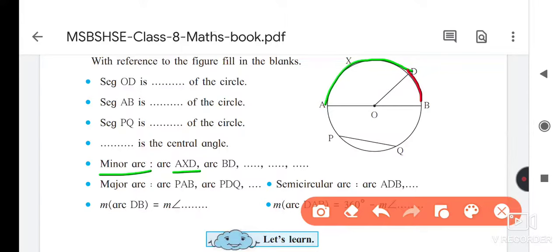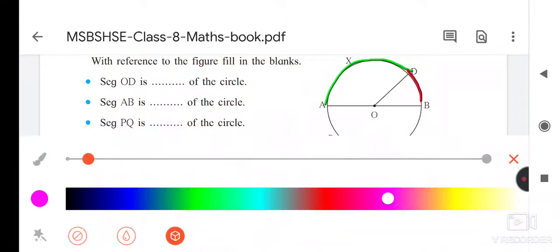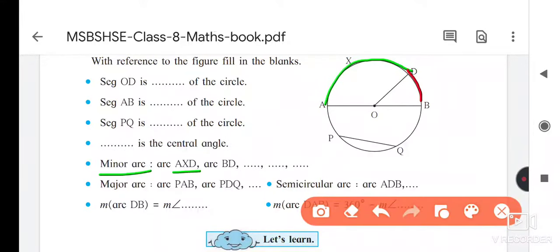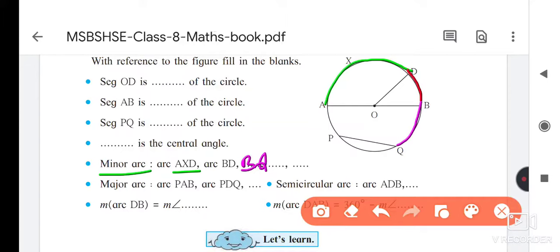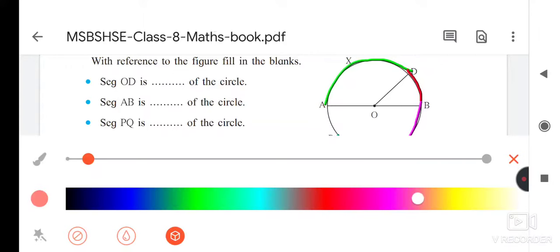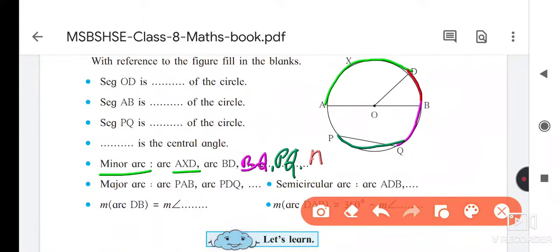Some more minor arcs are there that I will show you here. Another minor arc is BQ. Next minor arc, I am showing with a different color for better understanding, PQ is also a minor arc, and at last AP is also a minor arc.